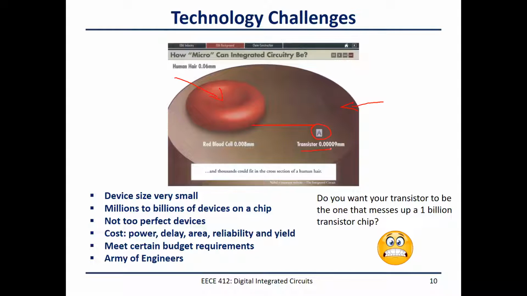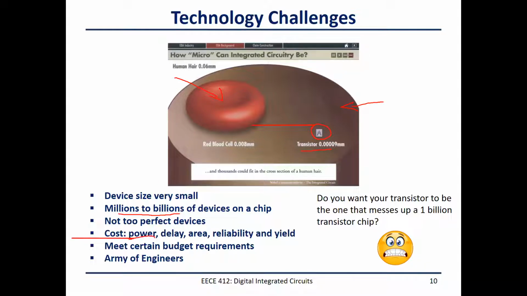So with the device size being very small and having to pack millions to billions of devices on the chip, things cannot be too perfect. We cannot guarantee that we can fabricate the switch to be perfect, and we cannot have a billion instances exactly the same. However, what matters is that collectively they will function. It's exactly like when you talk about a neural network, where we are not really having everything perfect, but somehow collectively we end up with 99% accuracy. And we have to do this, but with a budget. This budget says there are some trade-offs.